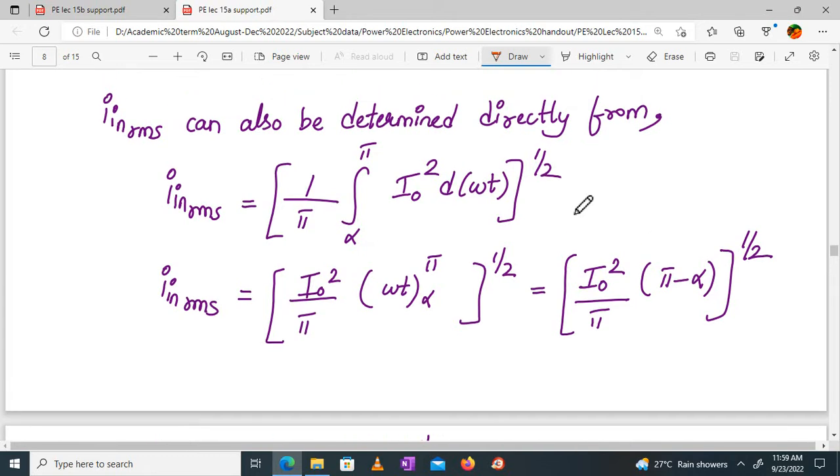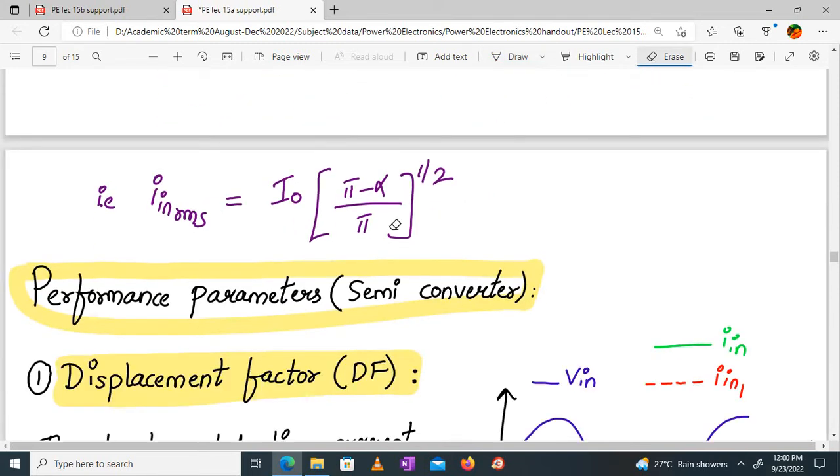How do you find RMS? 1 upon T, 0 to T, then the term inside, squared, dt. It has been done in the same way. And write this end result: the RMS value of the total input current is this.